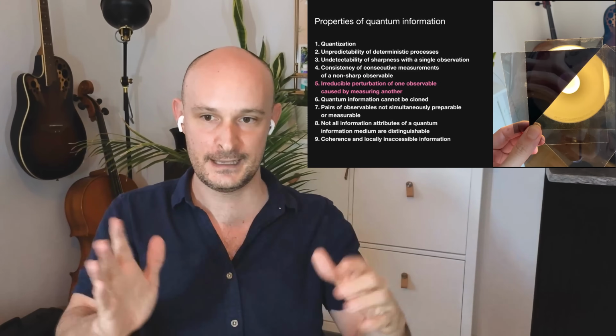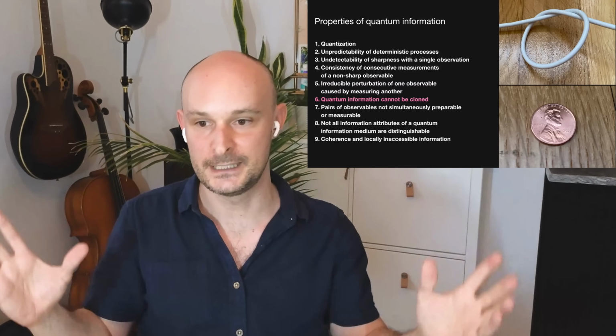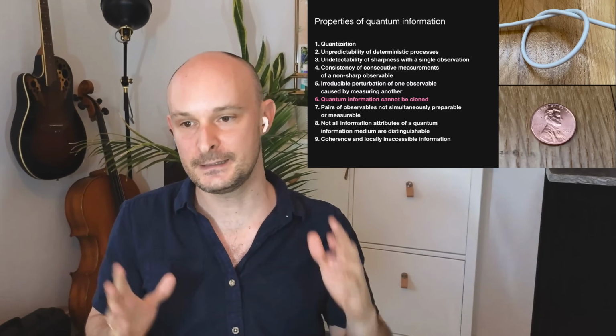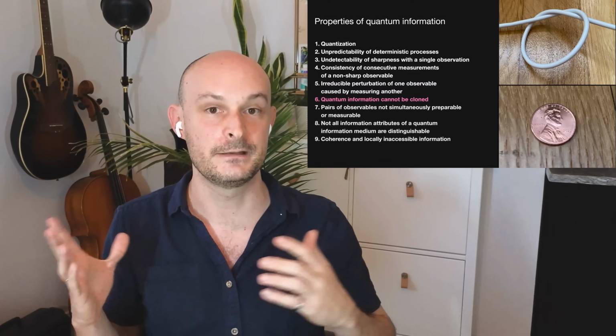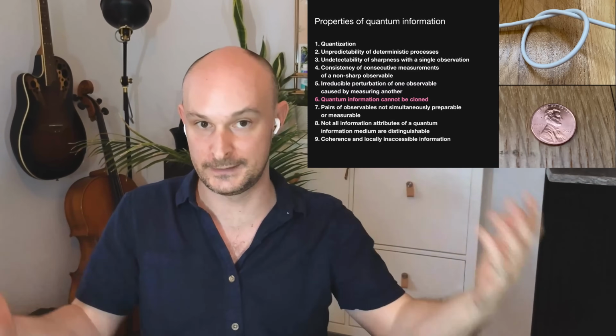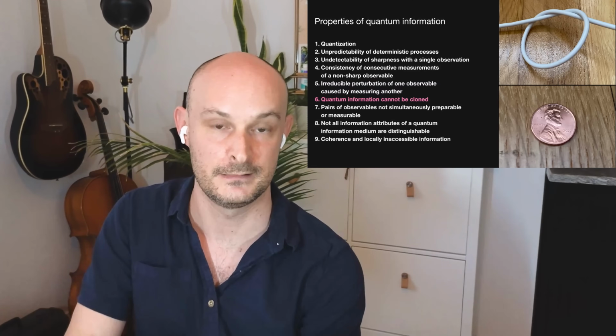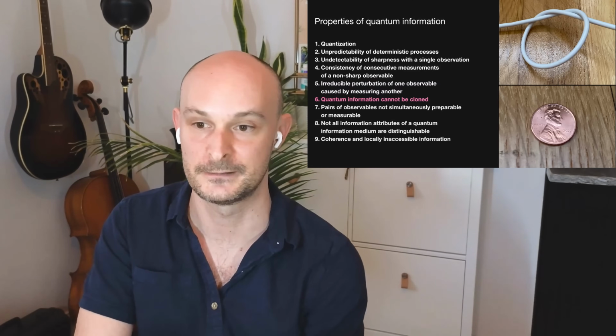And number 6, this is the last one I want to cover. I'm just showing 7, 8, 9 for completeness, but I'm not going to cover those. Number 6 is quantum information cannot be cloned, or in other words, copied. Towards the start of my talk, I explained what copying was in the definition of physical information.